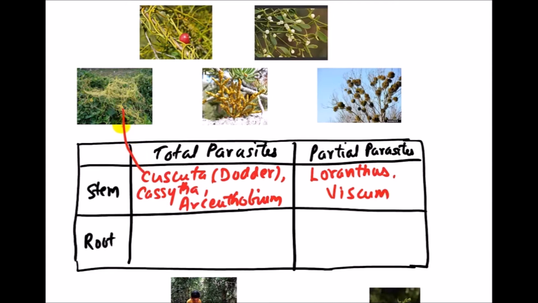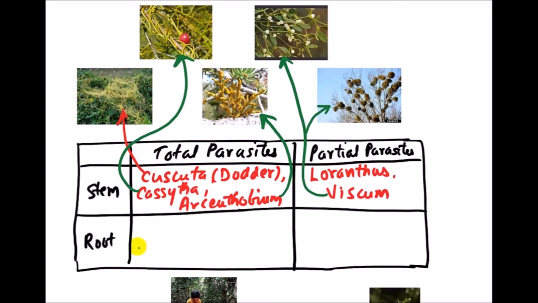Now first of all, Cuscuta is here, that is dodder. Cassytha is a total parasite of stem. This one is Arceuthobium. Then comes the Viscum. This is also Viscum, and Viscum forms a bunch-like structure. This is also Viscum. The tree gives the appearance of having many bunches.